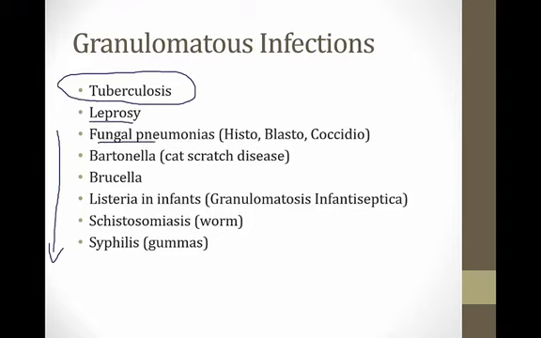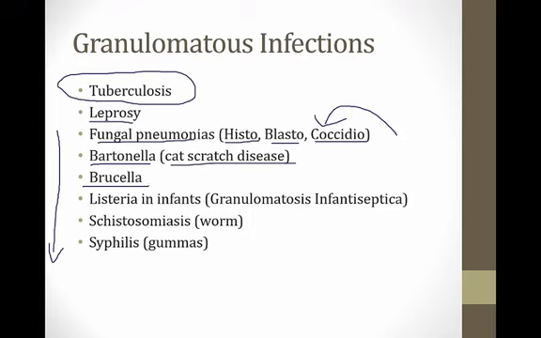So remember that fungal pneumonias can cause granuloma formation. These are infections like histoplasmosis and blastomycosis and coccidiomycosis. One of the reasons they are mimics of tuberculosis is that they cause pneumonia and they can form granulomas. Two of the zoonotic infections in this module can cause granuloma formation. The first is Bartonella, which we just talked about, causes cat scratch disease, and the other one is Brucella, which we'll talk about in a moment.